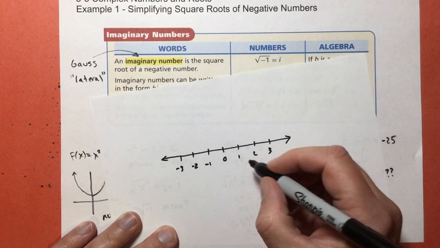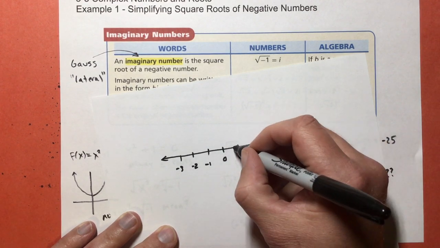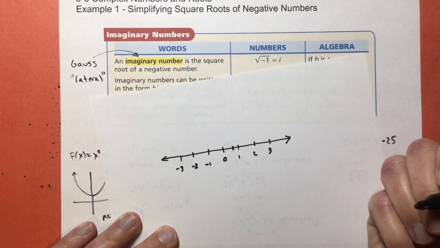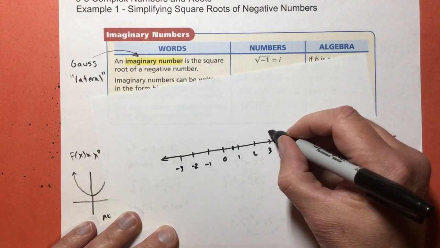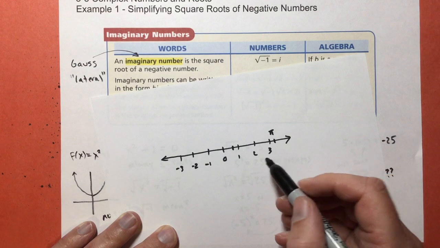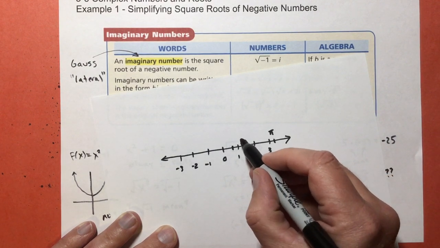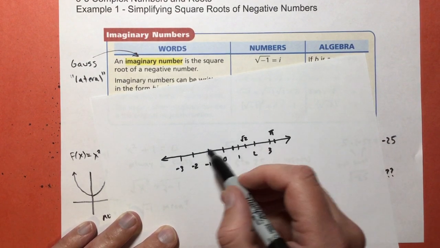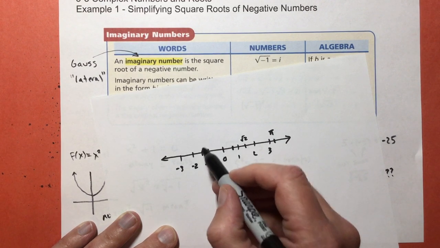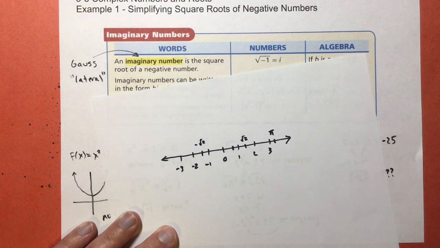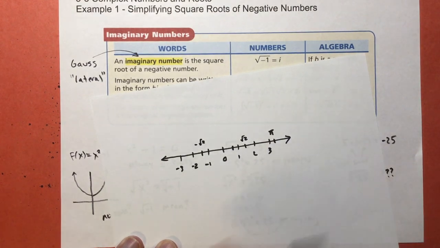We have fractions, so 2/3 is right here. We also have irrational numbers. Pi is about right there. The square root of 2 is about right here. And if we went over this way, this would be negative square root of 2, so that would also be irrational. So all the numbers that we know are on here.